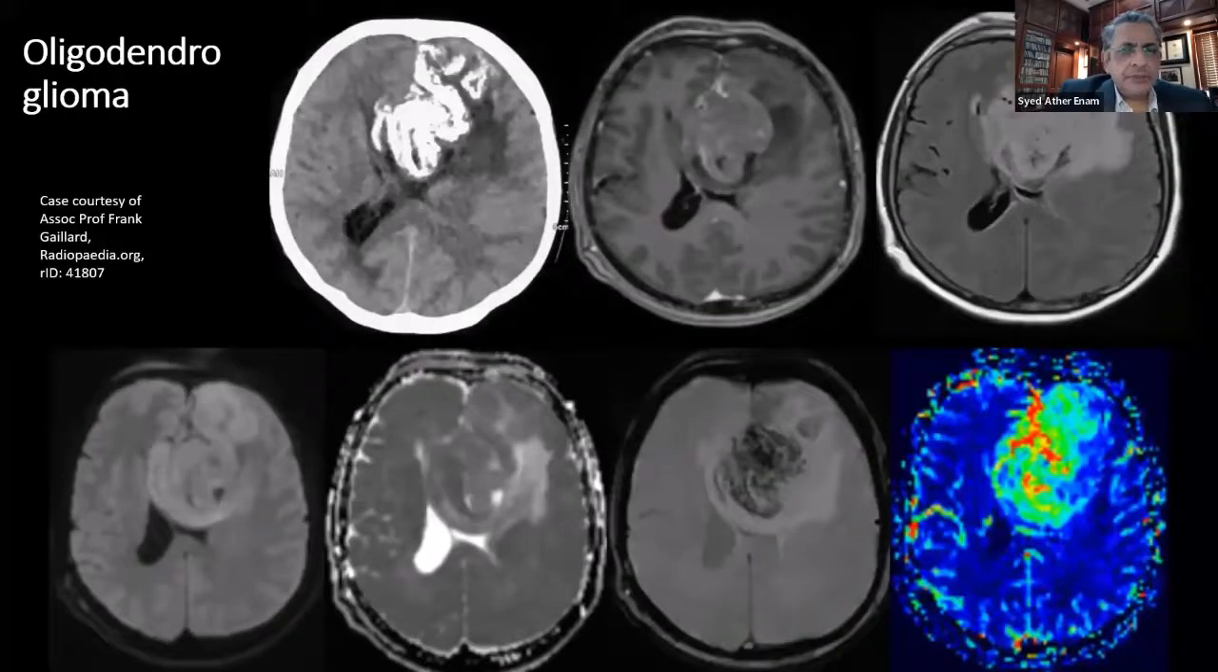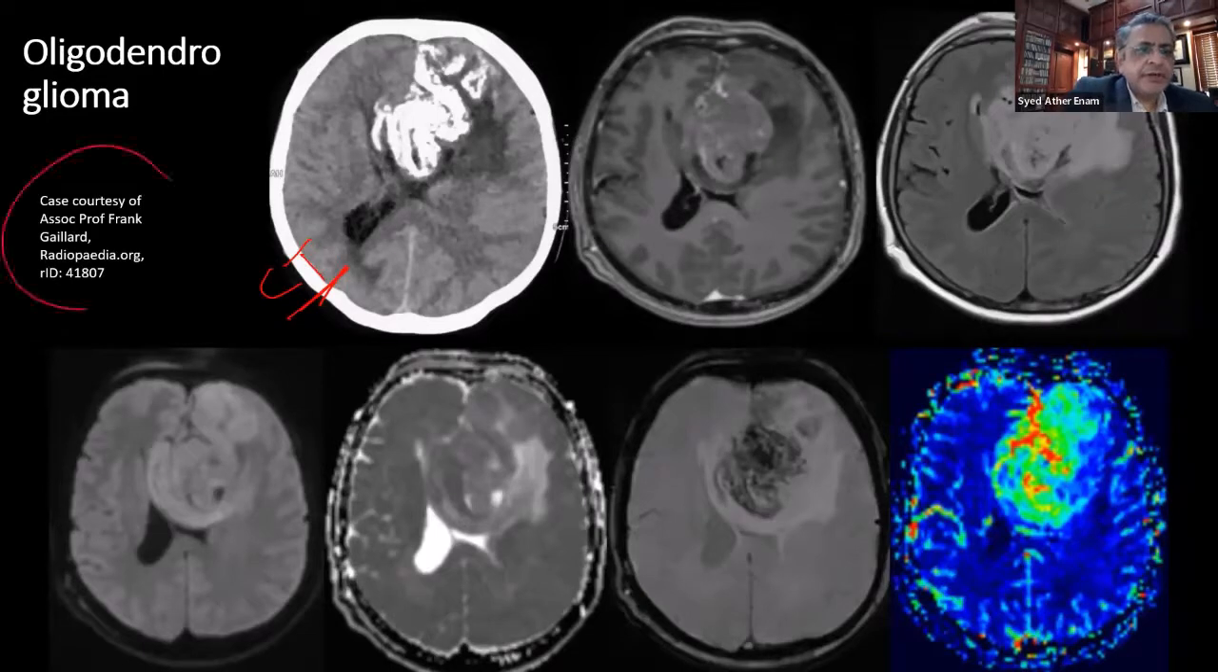This is oligodendroglioma. In oligodendroglioma, this is a very intense picture. What is this? The CT scan, right? So this is all calcification over here. Usually you don't see that much calcification, but in this case we are seeing a pretty intense calcification. And this is again by Frank Gaillard.